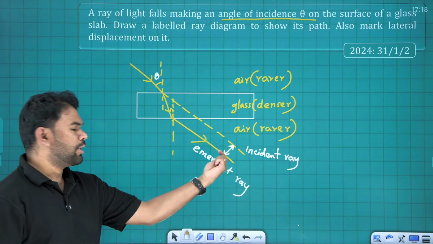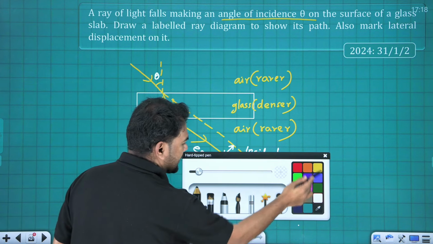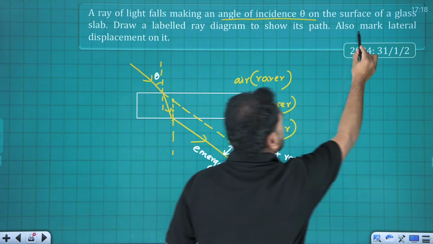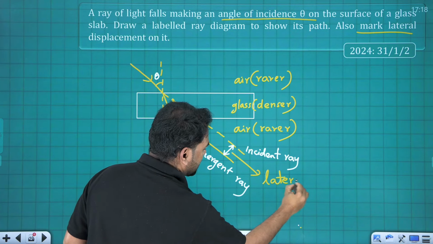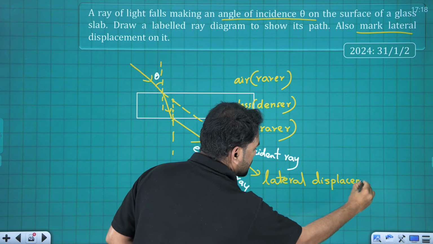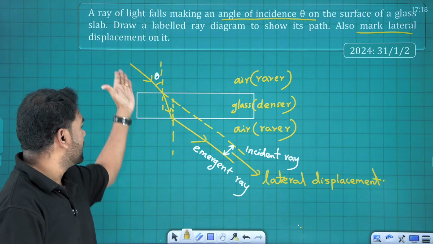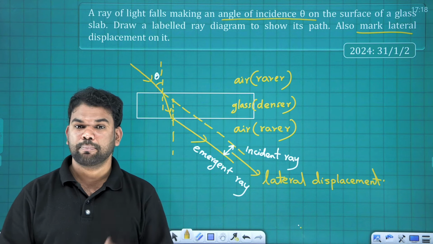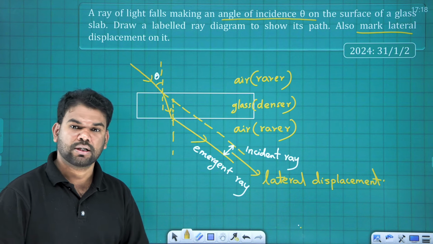So you can see that there is a perpendicular distance between the incident ray and the emergent ray, and this perpendicular distance is called lateral displacement. This is your lateral displacement, and the question says to mark lateral displacement. So what is lateral displacement? It is the perpendicular distance between the incident ray and the emergent ray. What factors does lateral displacement depend on? It depends upon the angle of incidence, the thickness of the glass slab, and the refractive index of the glass slab.